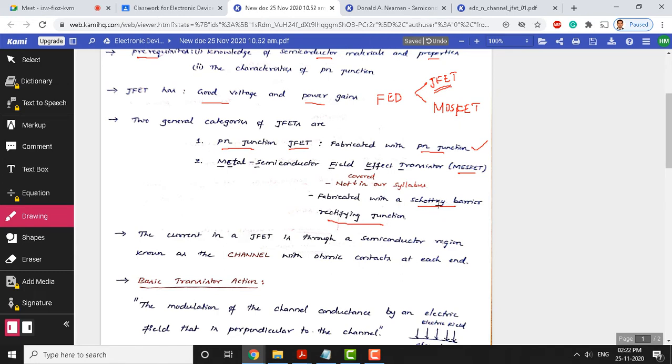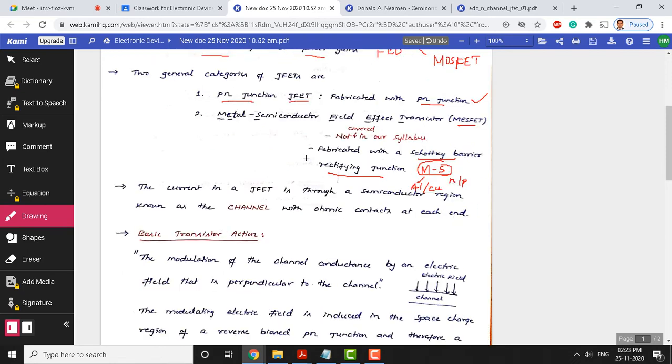We have not studied this Schottky barrier diode. This diode is made up of metal on one side and semiconductor on the other side. The metal can usually be aluminum or copper, whereas the semiconductor can be N type or P type. So these types of diodes, metal semiconductor diodes, are called Schottky barrier diodes. In some applications we use these Schottky diodes. Particularly in MESFET, in order to fabricate it, we use this Schottky barrier diode. We don't use a normal junction diode. When we use a normal one, such types of JFETs are called p-n junction JFETs.